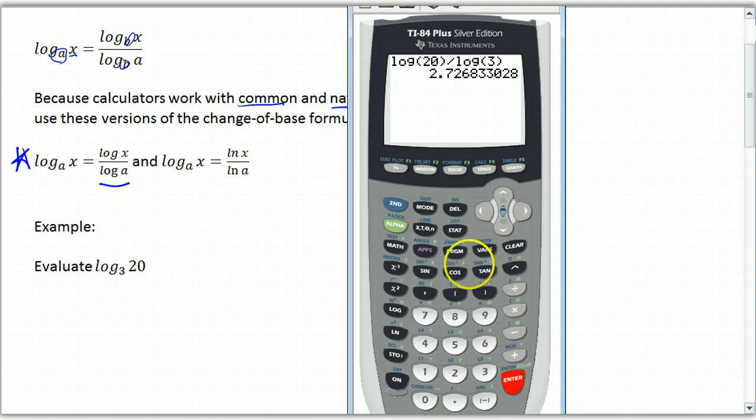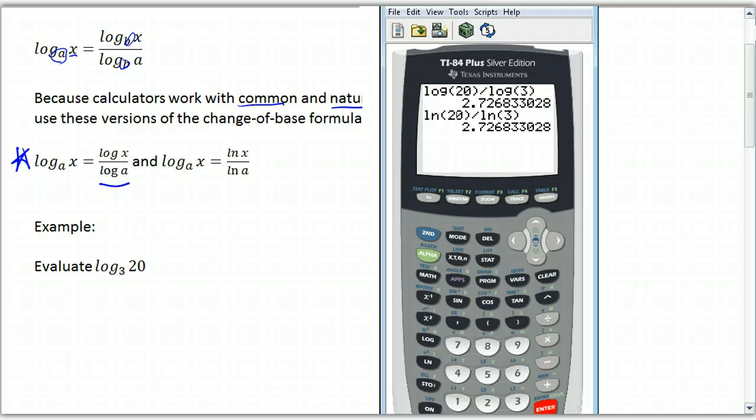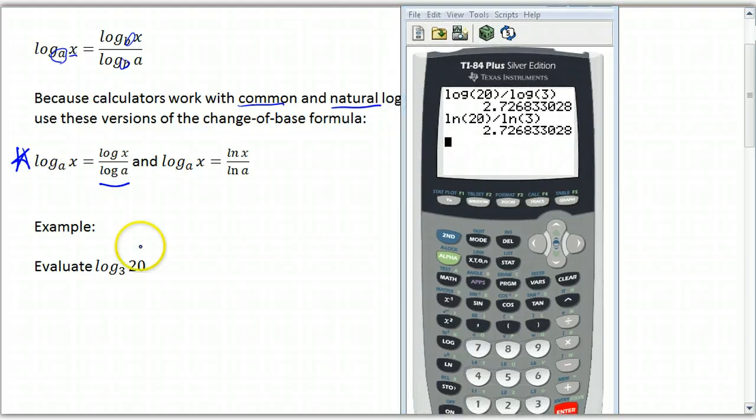And the cool thing is it doesn't matter if I use common logs or natural logs. So let me do the same thing with natural logs. Natural log of 20 divided by the natural log of 3. And we get the same thing. Okay, so that's how you use the change of base formula with your calculator.